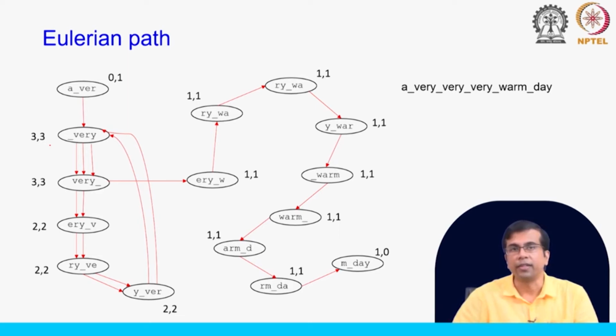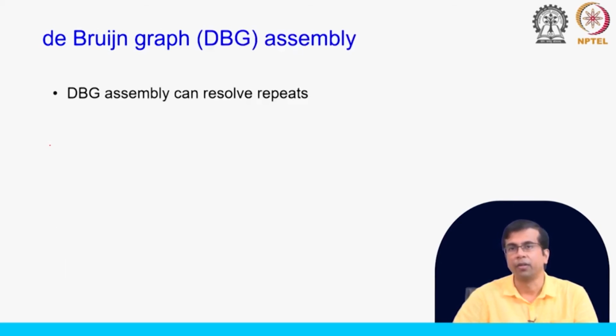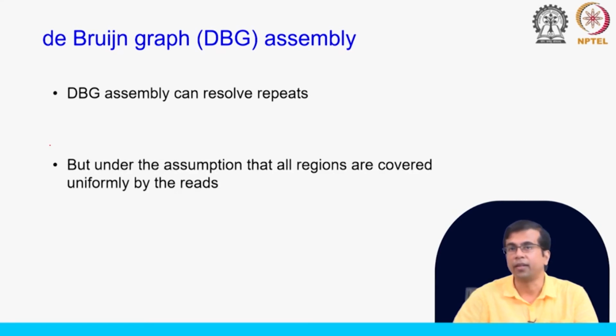So, what you notice in this case? We have derived the reference sequence including the repeat sequences. This is the correct reference sequence with the repeats that are available. What you can see, at least from this ideal scenario, is that DBG assembly can resolve repeats to some extent, but the assumption is that all regions are covered uniformly by the reads. This is a very critical assumption. The moment we shift from that, the whole thing will change.